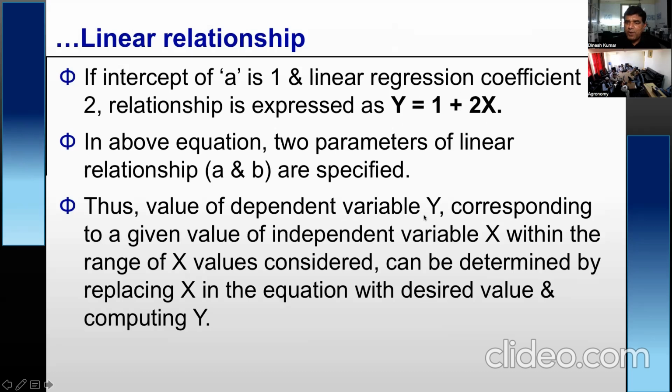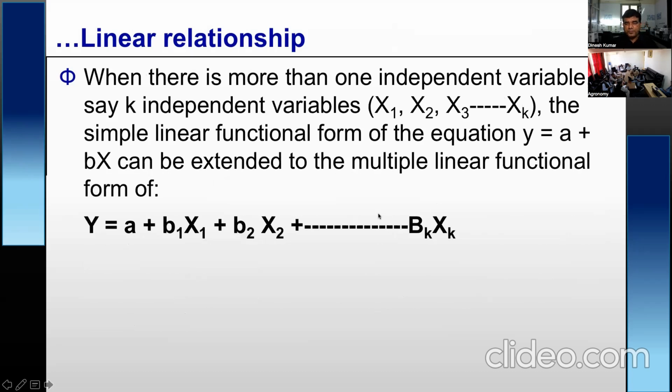The value of dependent variable y corresponding to a given value of independent variable x, within the range of x values considered, can be determined by replacing x in the equation with the desired value and computing y. So in this case, you have seen that you can put the value of x and find out the value of y if you know the value of a and b. So the main problem here is to identify the value of a and b. How we can find out the value of a and b, we will discuss shortly.